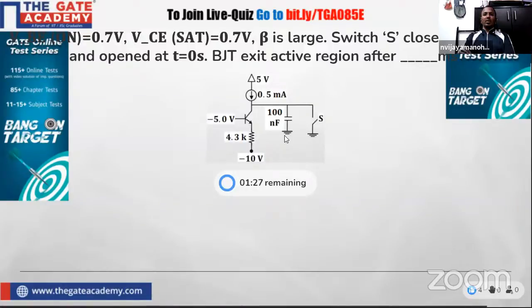Okay, VBE on is 0.7 volt, VCE sat is 0.7 volt, beta is very large. Switch S is closed for a long time and opened at t equal to 0 seconds. BJT will exit active region after dash milliseconds.